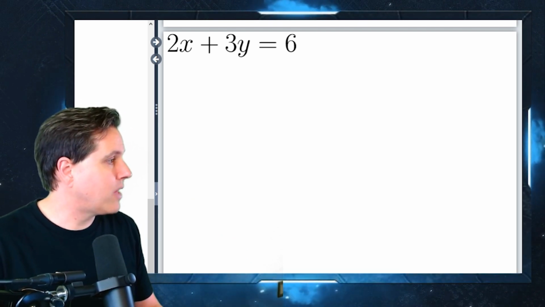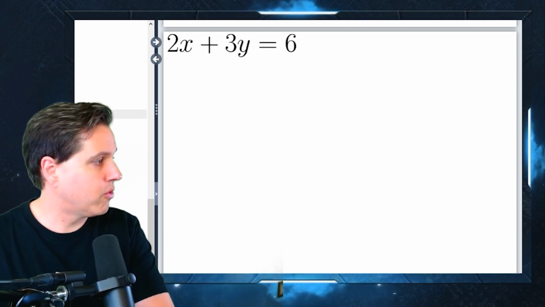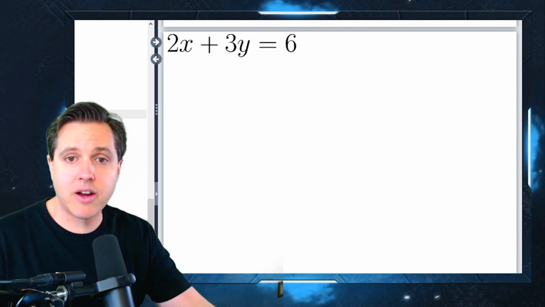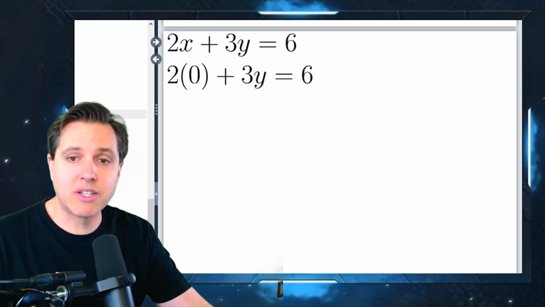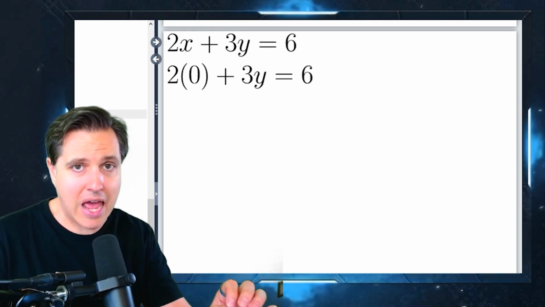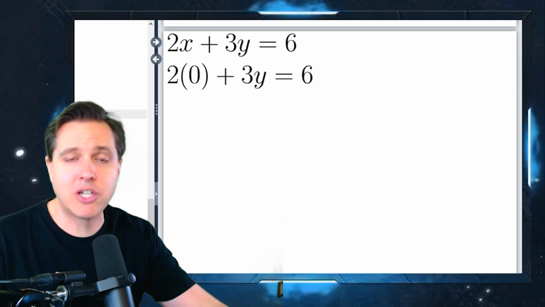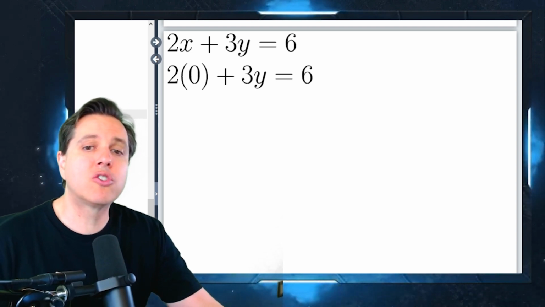So then you're going to do that. You're going to go through and get your 0 in there. So we're going to get 2 times 0 plus 3y is equal to 6. Okay, see how I've changed that x into a 0 because that's the information that we have. Now what we need to do is solve for y.